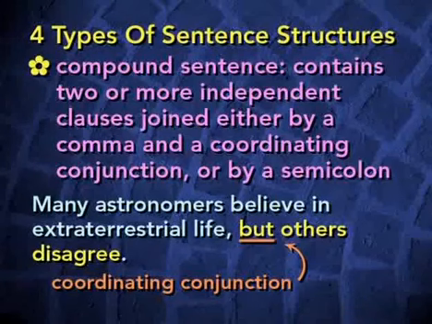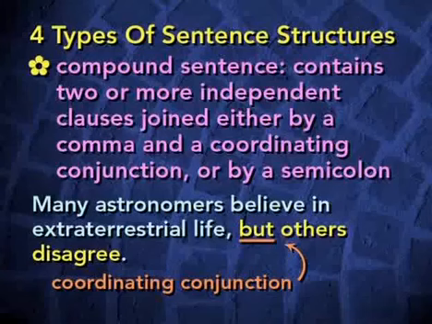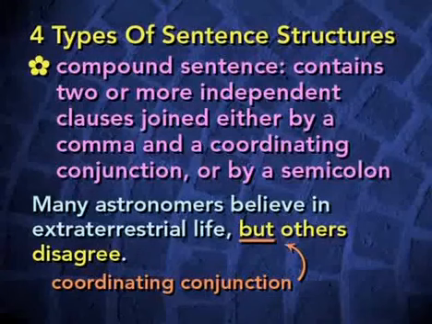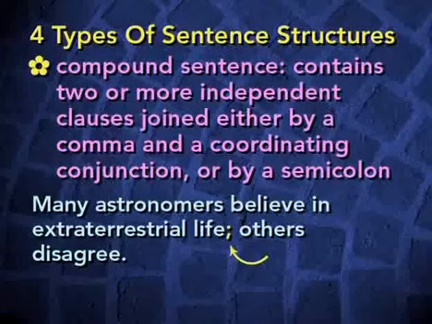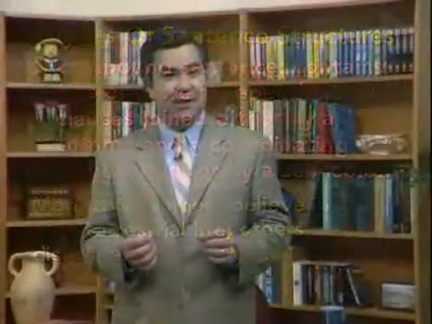Now remember, we said there's another way of creating a compound sentence, and that is to use a semicolon in place of the comma and the coordinating conjunction. So this sentence would also be correct if it read as follows. Many astronomers believe in extraterrestrial life, semicolon, others disagree. This would also be a correct way of creating this compound sentence. The point, a compound sentence consists of two independent clauses, and there are two alternative ways of joining them to make a single sentence. So that's our second type of sentence, simple sentence and a compound sentence.